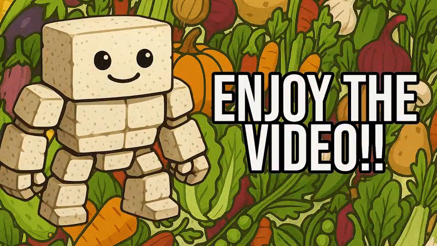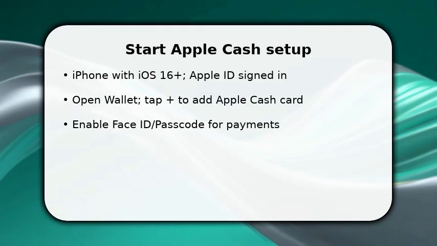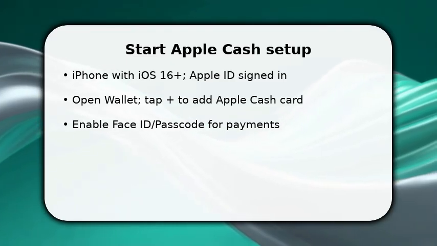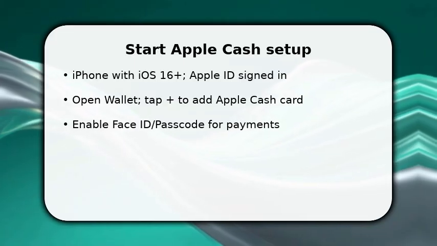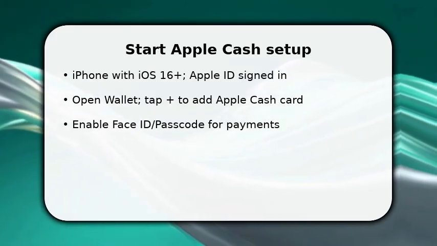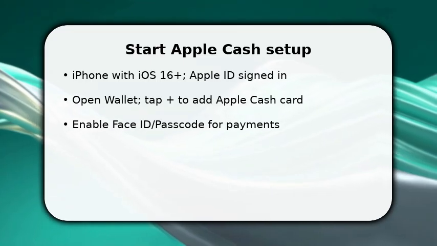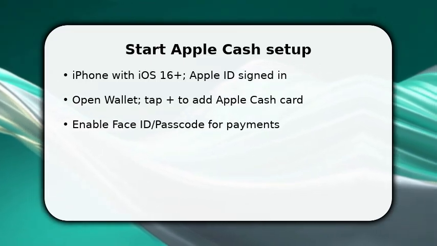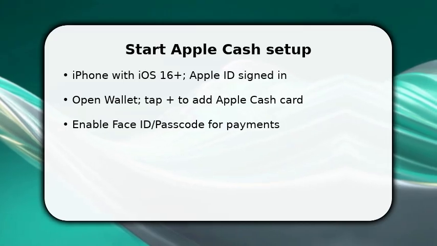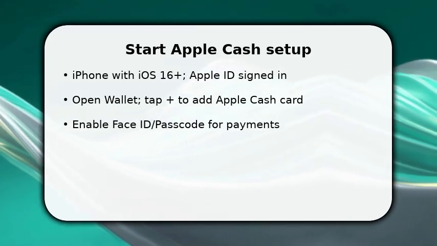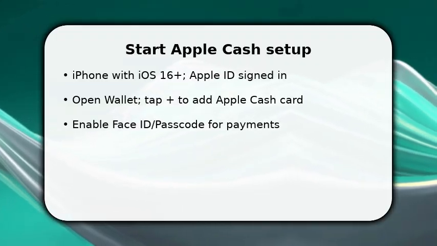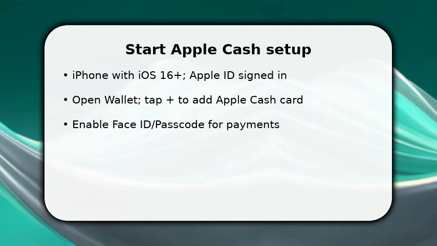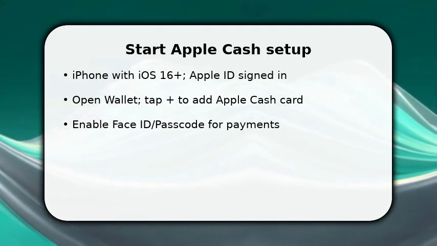Please enjoy the video. You need the basics already: signed in to Apple ID and wallet access. Open Wallet, tap the plus sign, and choose Apple Cash to add the card now. Follow prompts to accept terms and enable the feature. You'll verify identity with Face ID or your passcode. Once done, make sure your primary payment card is added to Wallet for transfers. This first action creates your Apple Cash card so you can send, receive, and store balance securely on your phone.